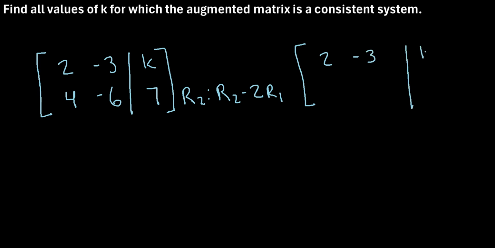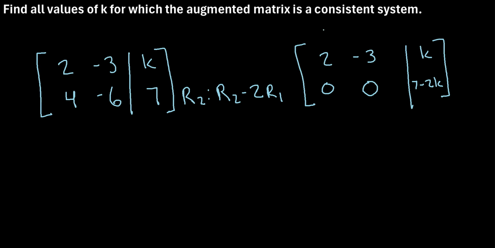First row doesn't change. The second row, we have 4 minus 2 times 2. That's 0. Here we have negative 6 minus 2 times negative 3. So 2 times negative 3 is a negative 6. So negative 6 minus negative 6 is the same as negative 6 plus 6. So we get a 0. And here we get 7 minus 2 times k. So 7 minus 2 times k.